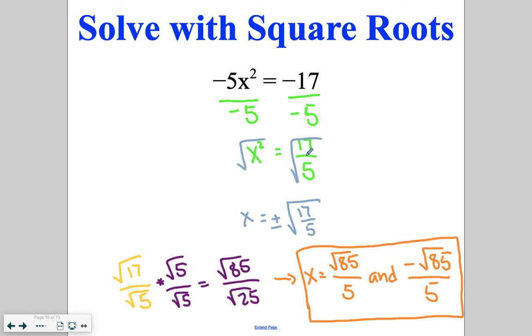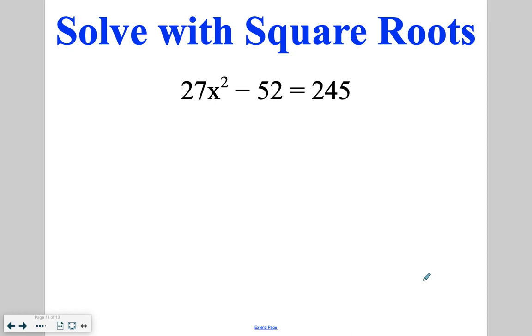So you got square root of 17 over 5. Then you go ahead and simplify that down, and you're going to end up with square root of 85 over 5 and negative square root of 85 over 5. Last thing, there may be more than one step in order to isolate that variable. If that is the case, make sure you are following your SAD/MEP rules.